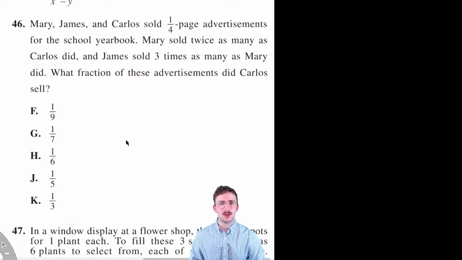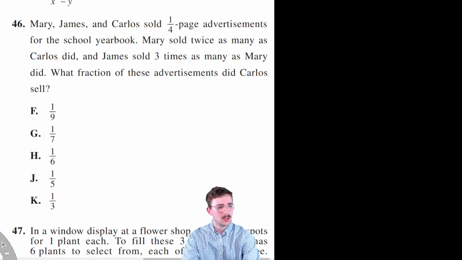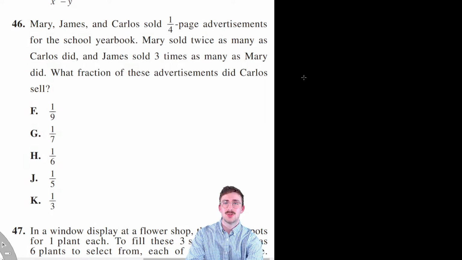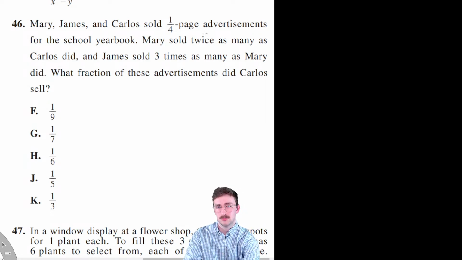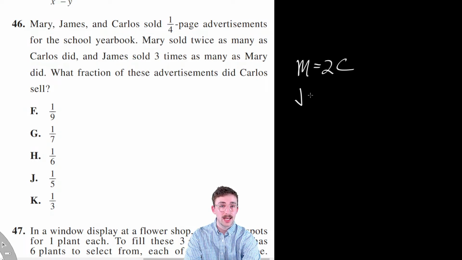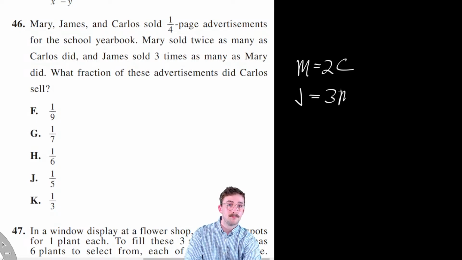I'm going to go ahead and create a variable for each of these as necessary. So we're starting off with 1/4, obviously not a relevant number. Just feel like pointing that out. Mary sold twice as many as Carlos, so M equals 2 times C. James sold 3 times as many as Mary did. Okay, so J equals 3 times M.